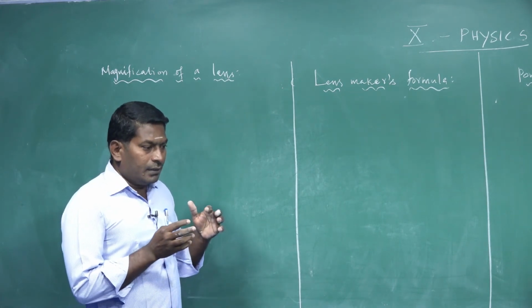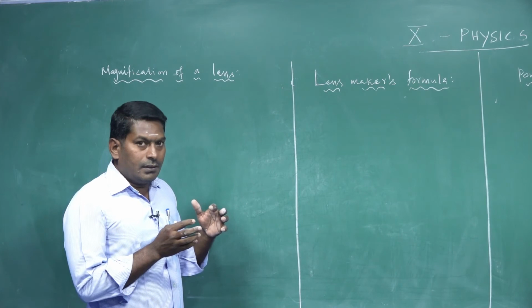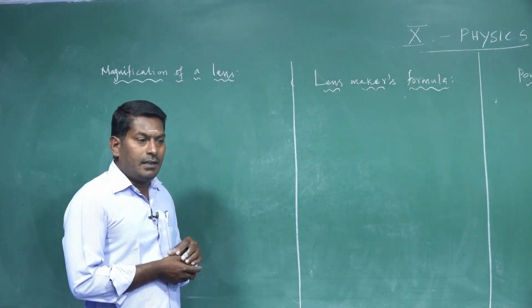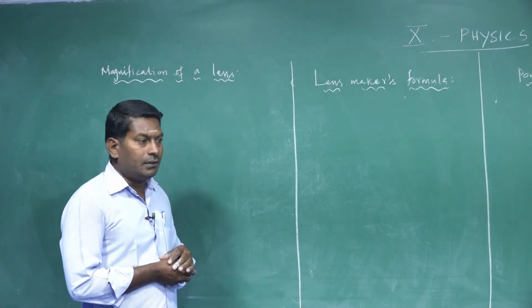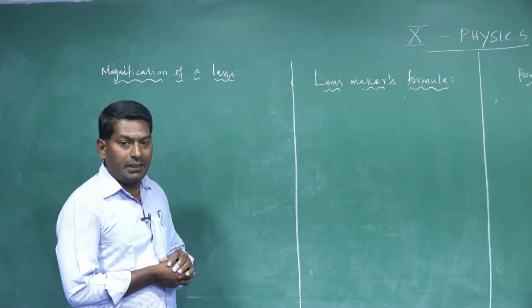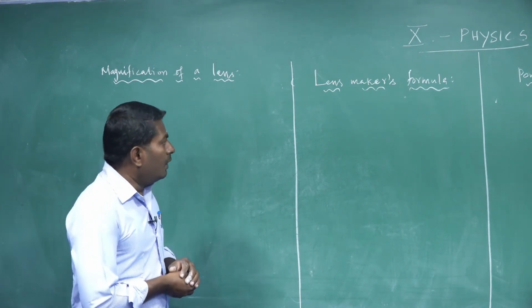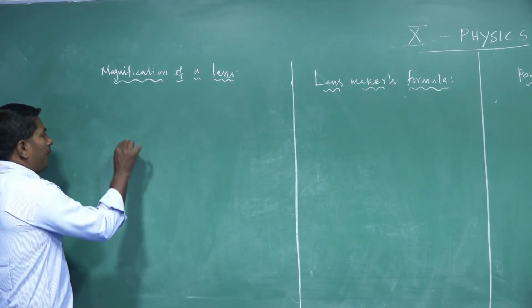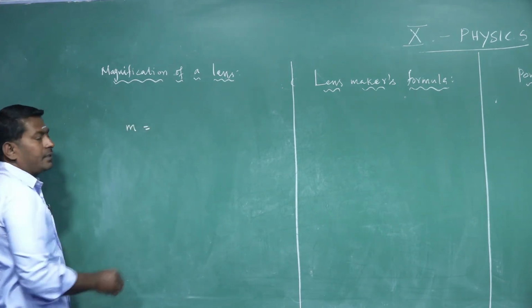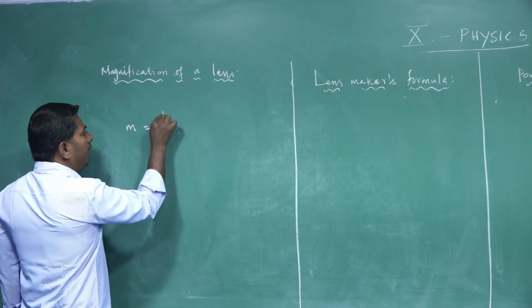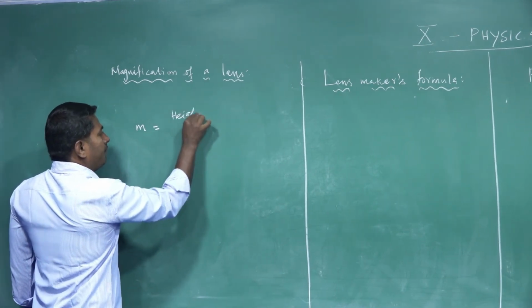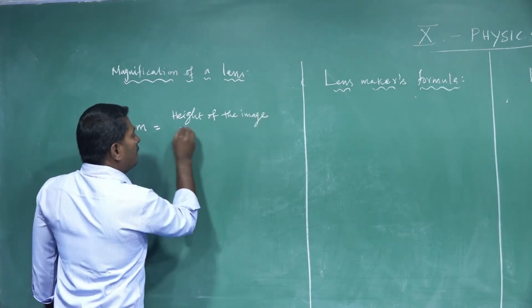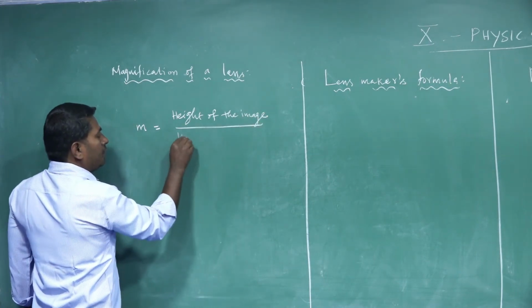How much the image size will be increased or decreased by the lens can be calculated from this equation. That is called the magnification of thin lenses. How do we define the magnification of a lens? Magnification of a lens is defined as the ratio of the height of the image to the height of the object.